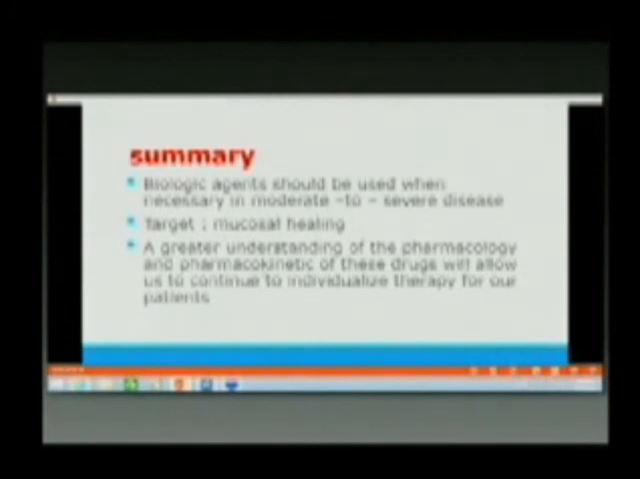Right now there are a lot of studies, with drugs being developed for inflammatory bowel disease. We hopefully have a greater understanding of the pharmacology and pharmacokinetic properties of these drugs, so that we are now ready to individualize therapy for our patients.